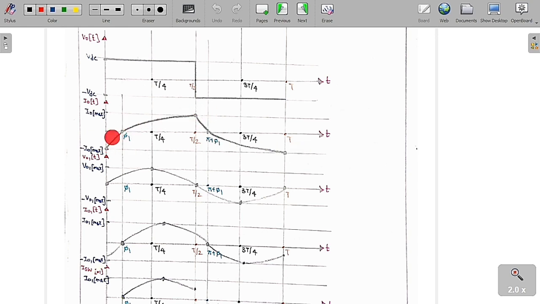The current is increasing and then decreasing. If this is phi 1, then this will be pi plus phi 1. So we can say this is I naught max and this is minus I naught max, the maximum values of the output current. You can see clearly that from 0 to phi 1, the output voltage is positive and the output current is negative. Whenever the output voltage is positive and the output current is negative, D1, D2 are conducting.